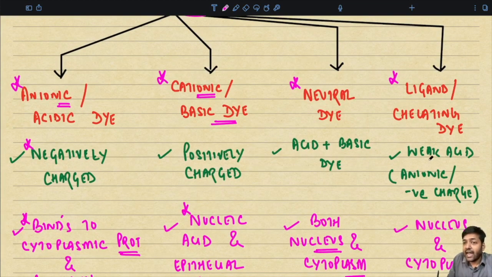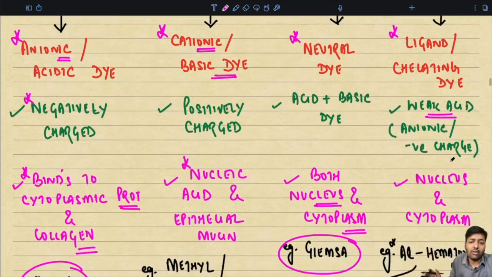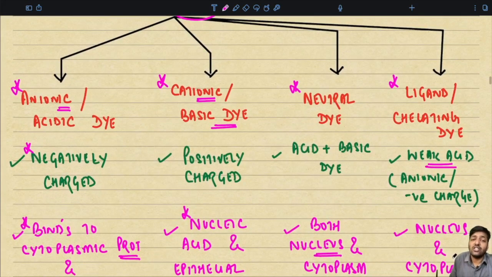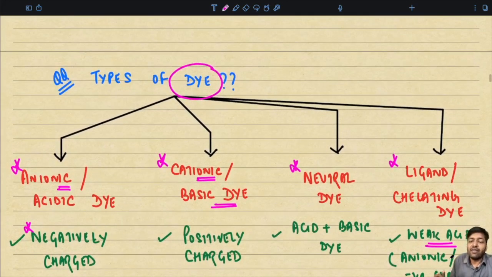Then we have the ligand or chelating dye. These are actually weak acids, so more or less you can say that these are anionic, or negatively charged. They also stain the nucleus and the cytoplasm. The best examples of these ligand and chelating agents are aluminium hematoxylin, examples being Harris hematoxylin or Mayer's hematoxylin, and iron ligand with hematine, that is iron hematoxylin. So these are basically your ligand or chelating dye. These are the different types of dye.